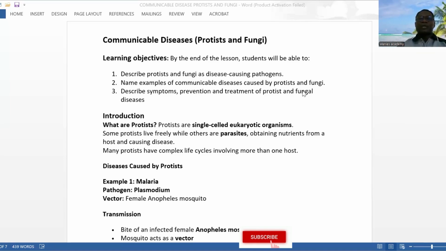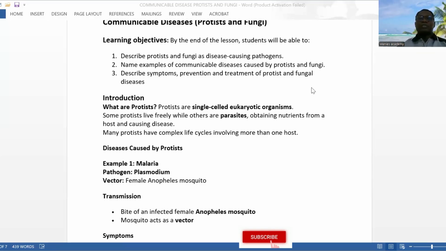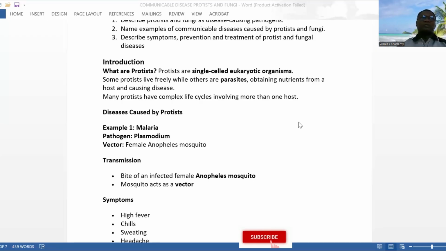A protist is a pathogen which is single-celled, and most protists have a nucleus or a nuclear membrane. So they can live freely in nature, or they can live in their host as parasites, as they need nutrients to survive. Now, most protists have a complex life cycle, especially when they are inside their host. Let's see some examples of diseases caused by protists.